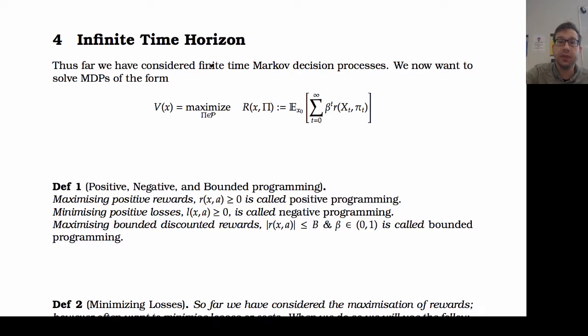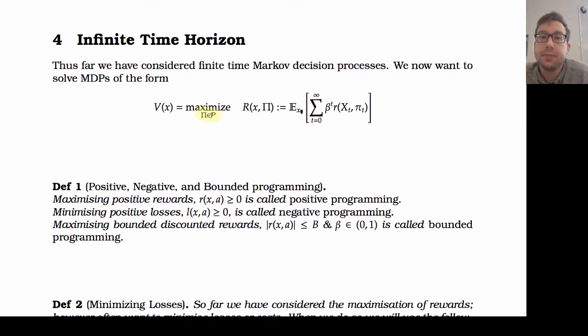So thus far we've considered finite time Markov decision processes, but now we want to solve Markov decision processes of the following form. We want to maximize over the set of policies, where a policy is exactly the same as before, but we don't have an end date. So again, a policy that I choose at time t is a function of the actions that I've chosen previously and the states that I've visited previously. We want to maximize the reward, and here the reward is the expected value, given my initial state x, and that should say x here, just x rather than x0.